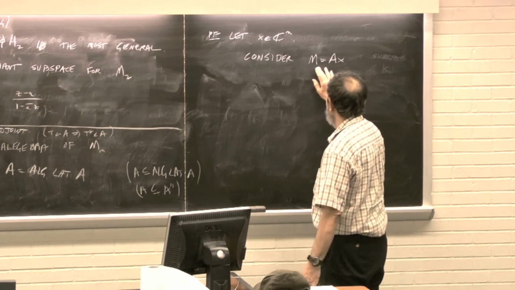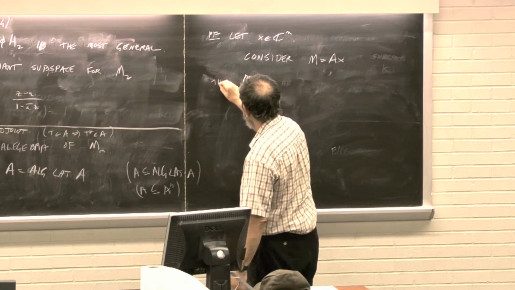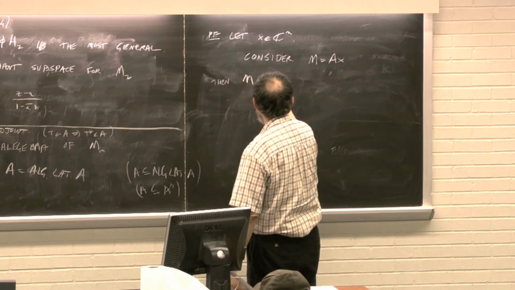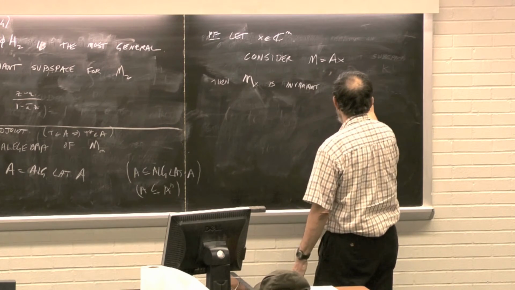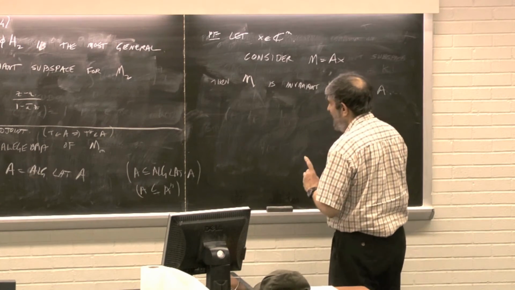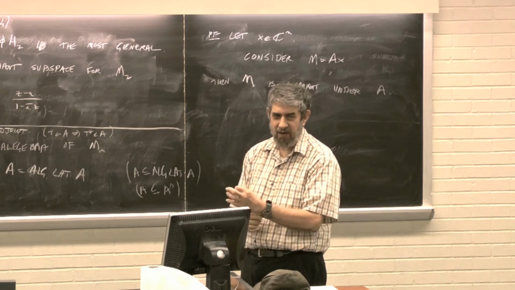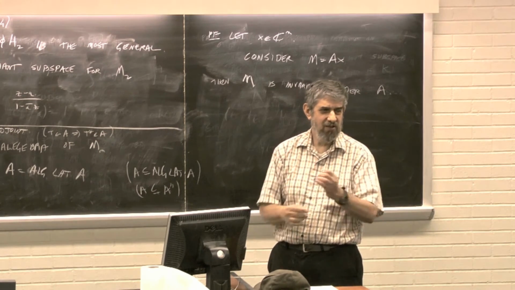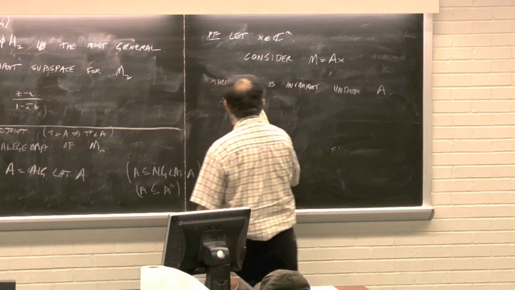Well, okay, that might be true. M is invariant under A. But A is self-adjoint. So since A is self-adjoint, it means that every subspace invariant under A, its orthogonal complement is also invariant under A. And that's the same thing as saying that projection onto that space actually commutes with A. So we can conclude that, therefore, projection onto M is in A prime.